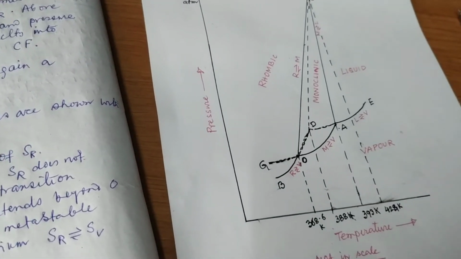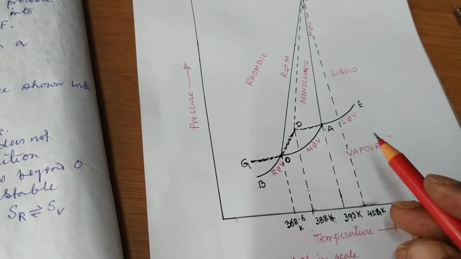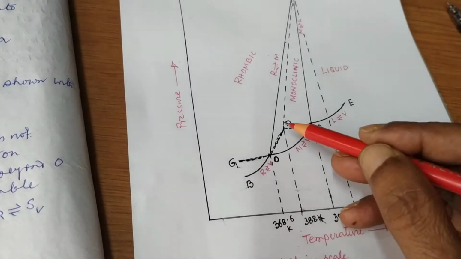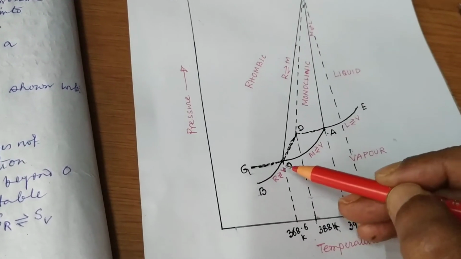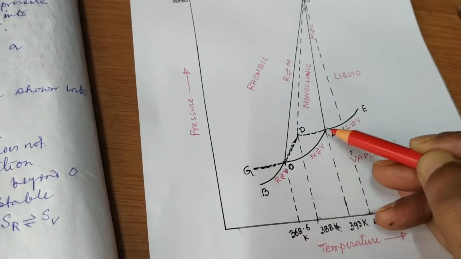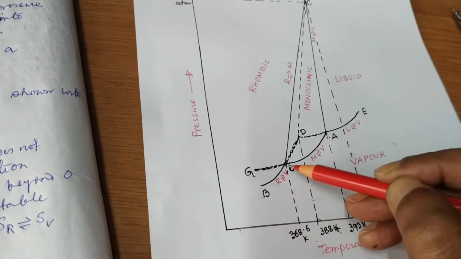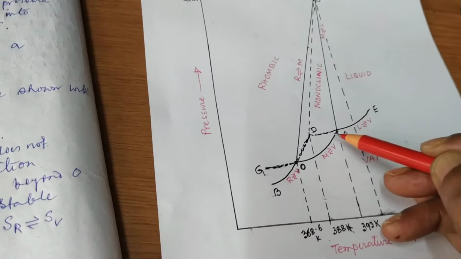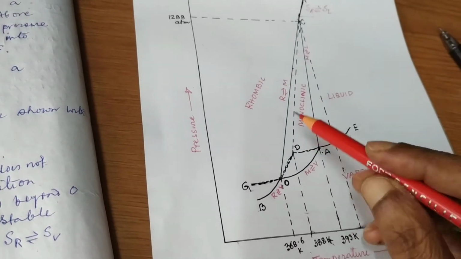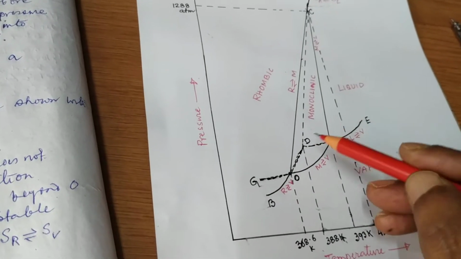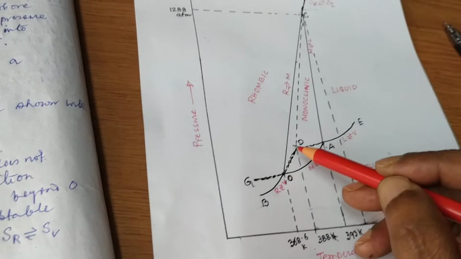Now we will discuss the metastable curves. The metastable curves are shown with dotted lines. You just see dotted lines. There is the OG, OD and AD, whatever it may be. First, we will discuss OD.